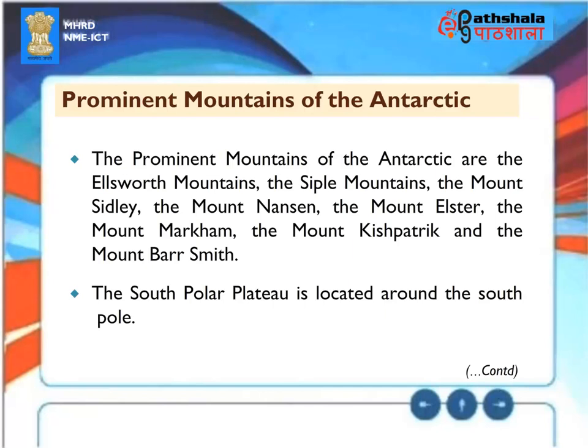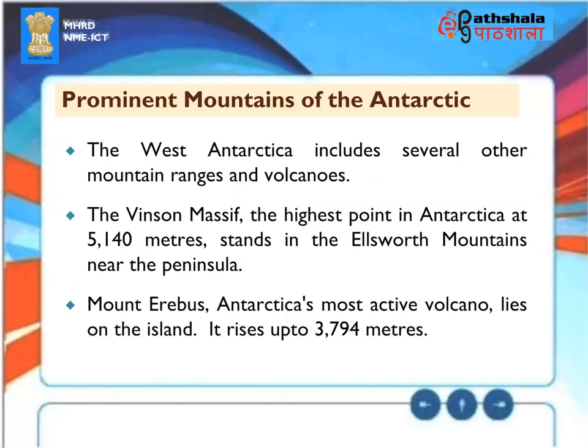The South Polar Plateau is located around the South Pole. West Antarctica includes several other mountain ranges and volcanoes. The Vinson Massif, the highest point in Antarctica at 5,140 meters, stands in the Ellsworth Mountains near the peninsula. Mount Erebus, Antarctica's most active volcano, lies on the island.